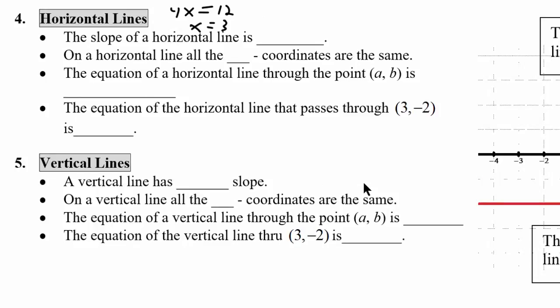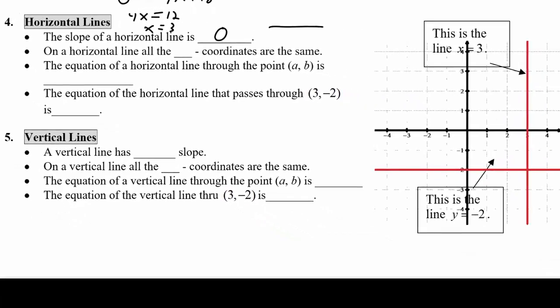Horizontal lines. The slope of a horizontal line would be 0. Right? Think about it. If I draw a horizontal line, it's not rising, it's not falling, so the slope would be 0. On a horizontal line, all of the y-coordinates are the same. Right? When I look at this horizontal line, the y doesn't change. Right? The x values change, but the y values do not change. The equation of a horizontal line through the point (a, b) is y equals b. The equation of the horizontal line that passes through 3, -2 would be y equals -2.